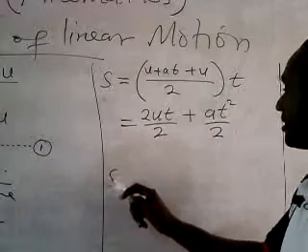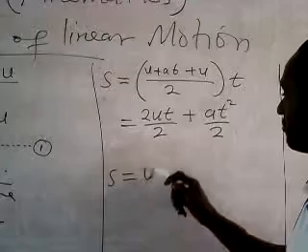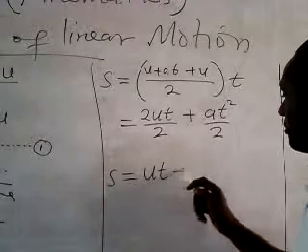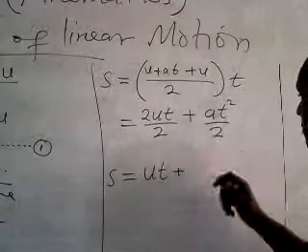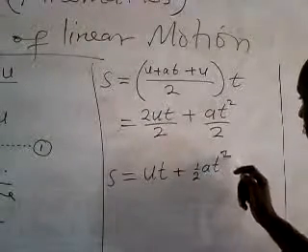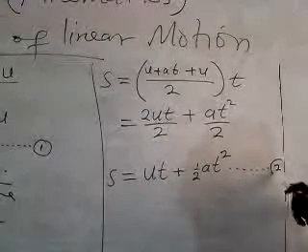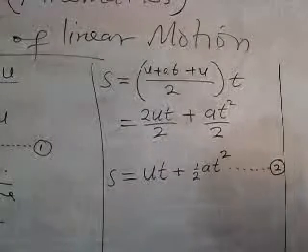You can see that S will be equal to these 2 will go. You have UT plus, this can be written as half AT squared. And this is second equation of motion. Second equation of linear motion.